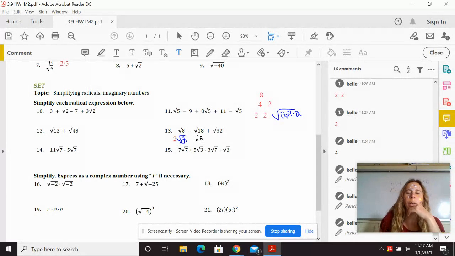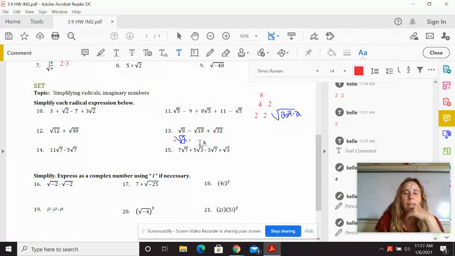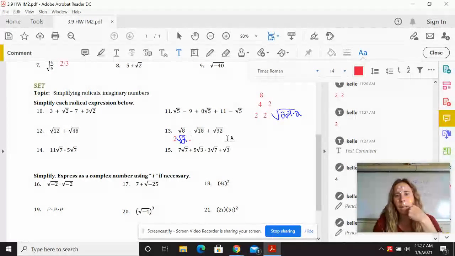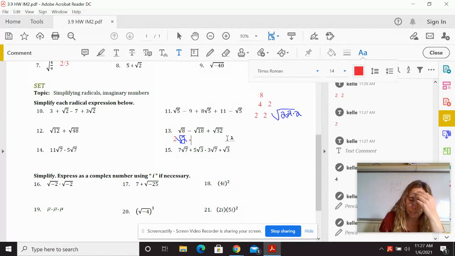And then you would break down the next one. It's going to be a negative sign, so it's minus. And then break down 18 into its prime factors. Go ahead and do that. You can either start with 9 and 2 or 6 and 3. All right, so 18, I'm going to do 9 and 2. And hopefully this is what you got, 3 square root 2.